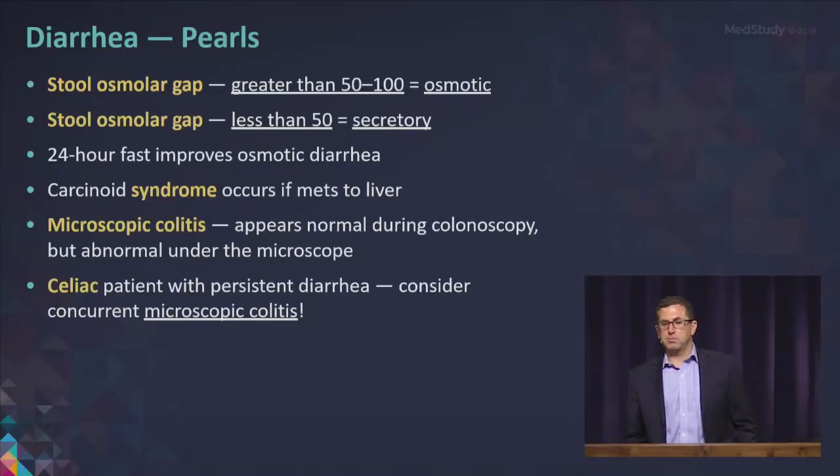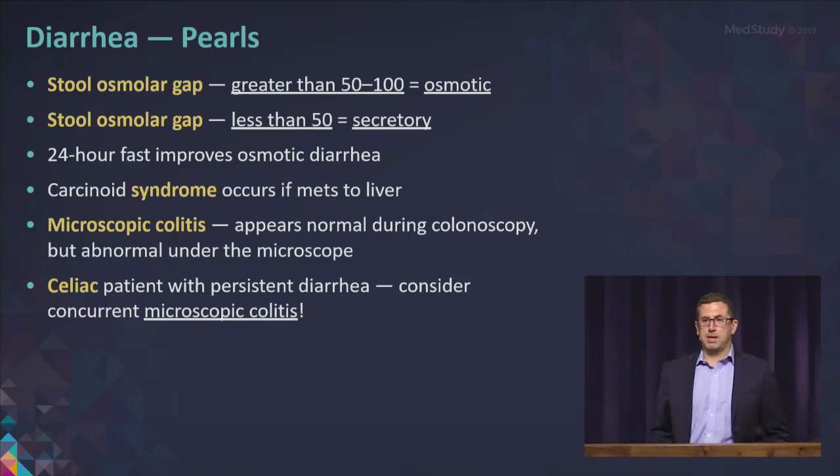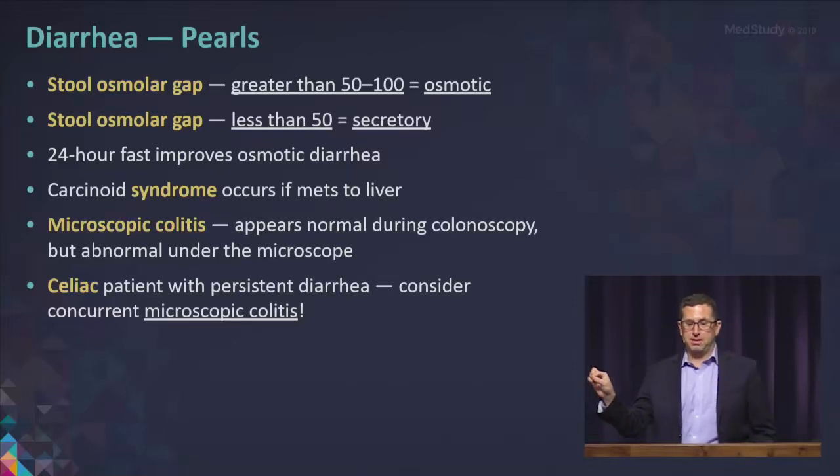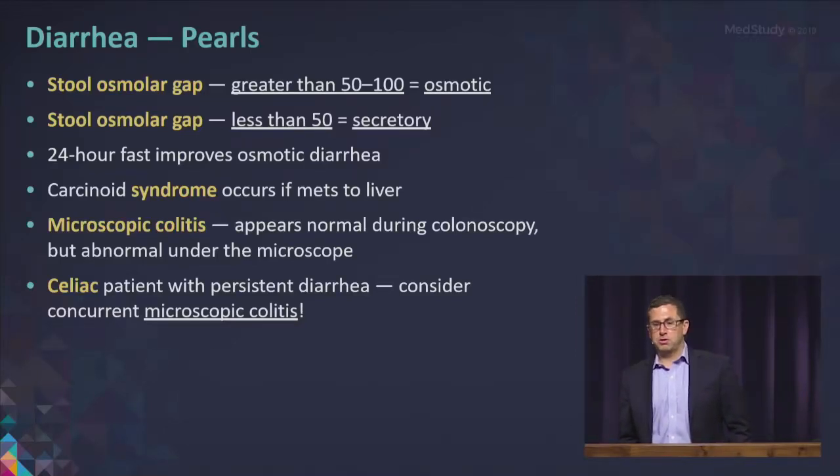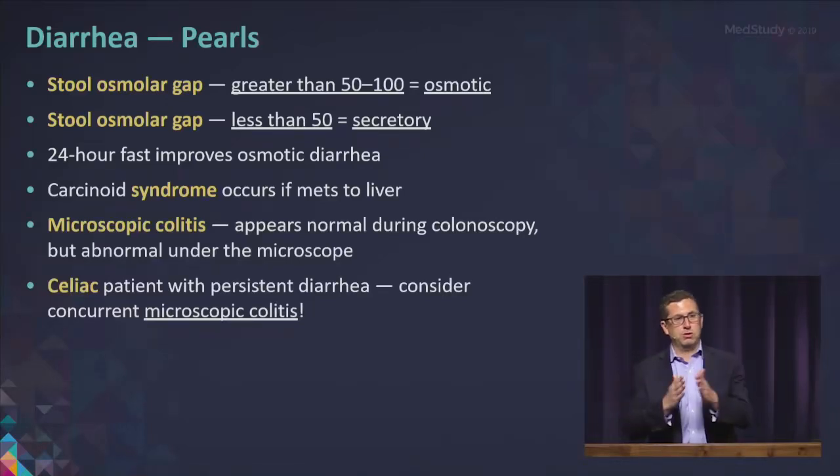So diarrhea pearls. Remember, stool osmolar gap greater than 50 to 100 is osmotic diarrhea. Stool osmolar gap less than 50, secretory diarrhea. Key point, 24-hour fast improves osmotic diarrhea, but is really not going to improve secretory diarrhea. Carcinoid syndrome specifically occurs if you have mets to the liver, so you're able to release those vasoactive mediators into the blood. Microscopic colitis appears normal during colonoscopy, but abnormal under the microscope. Celiac patients with persistent diarrhea, consider concurrent microscopic colitis. Remember, there's a close relationship between celiac disease and microscopic colitis in terms of risk of either, respectively.